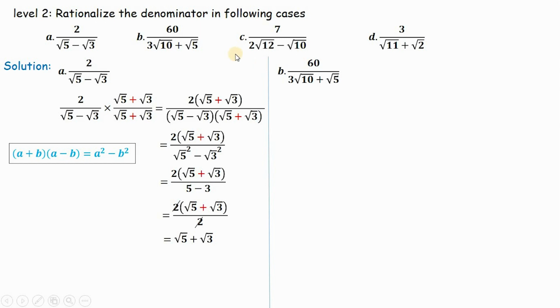Okay. In the second one, that is 60 by 3 into square root of 10 plus square root of 5.